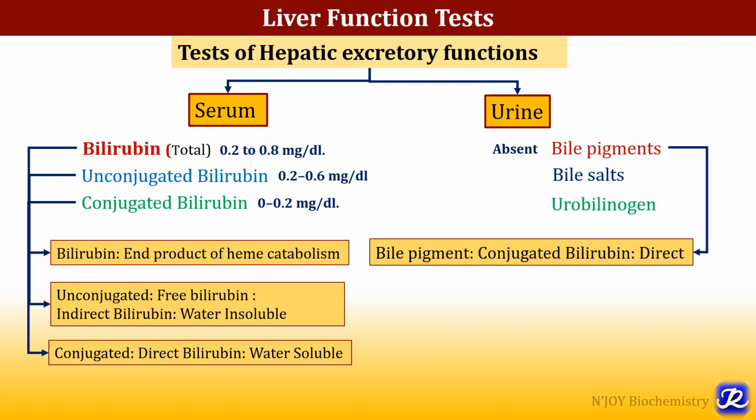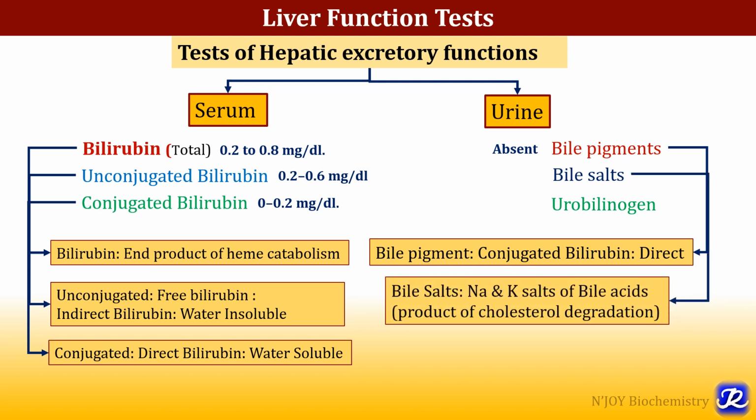Now what are bile salts? Are they normally present in the urine? No. They are also an abnormal constituent of urine. And what are these bile salts? They are the sodium and potassium salts of bile acids, that is sodium taurocholate and sodium glycocholate. So these are bile salts.